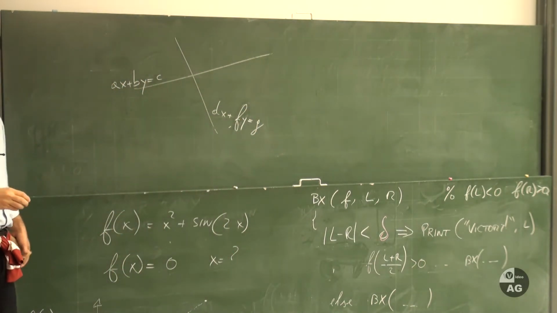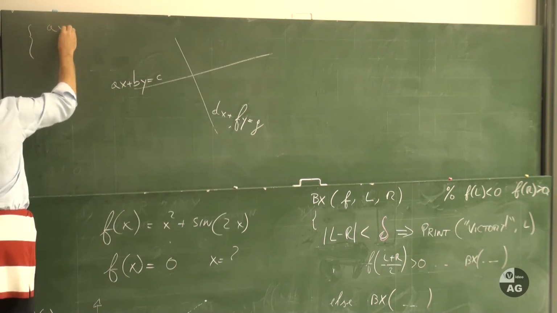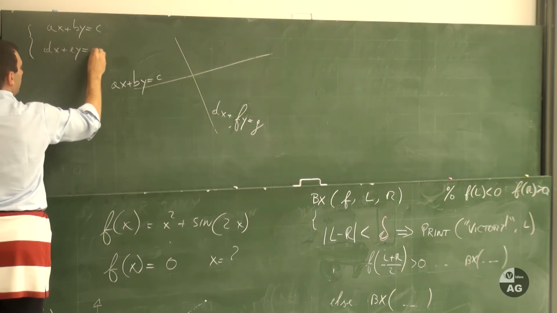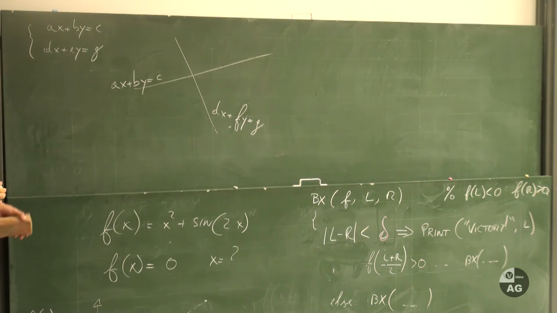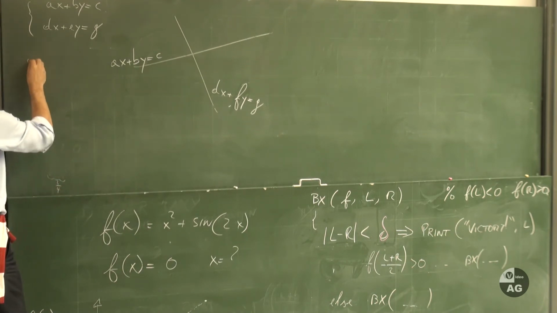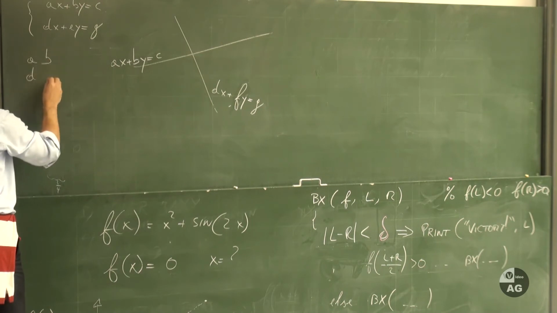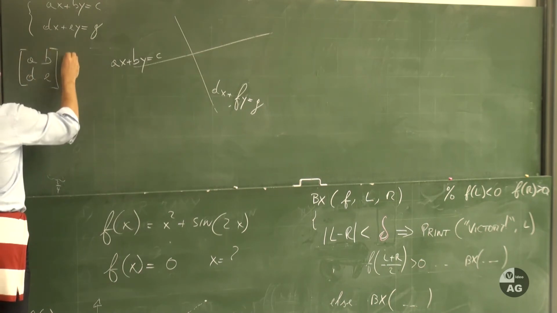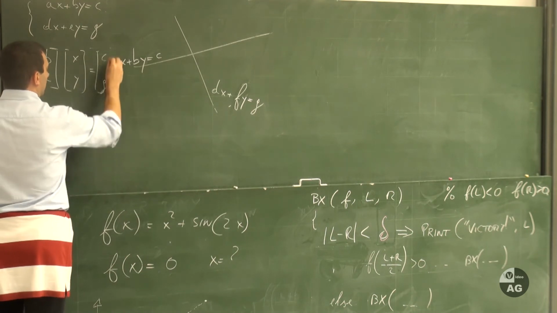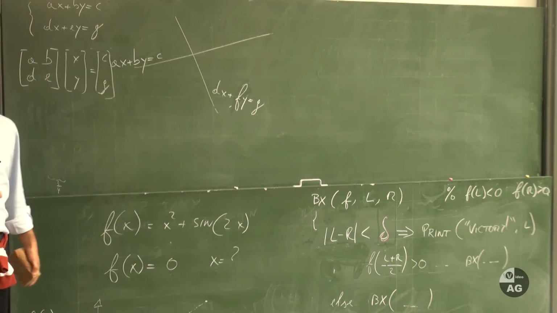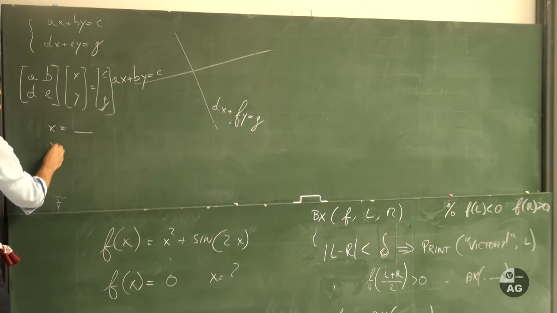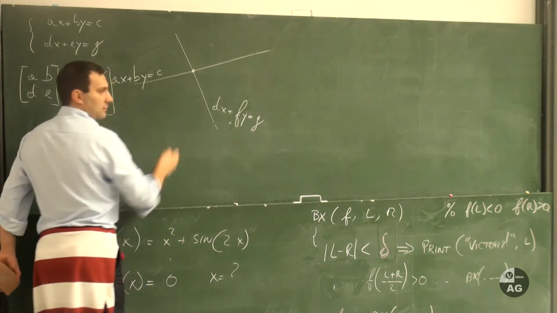We want to compute the intersection. What do we do? Can anybody see a linear system arriving? Yes, I see some faces nodding. I like that. A, B, D, E, times X, Y equals C, G. Linear system. Very, very good. You solve the linear system, you find X equals, Y equals, and you find this guy here.